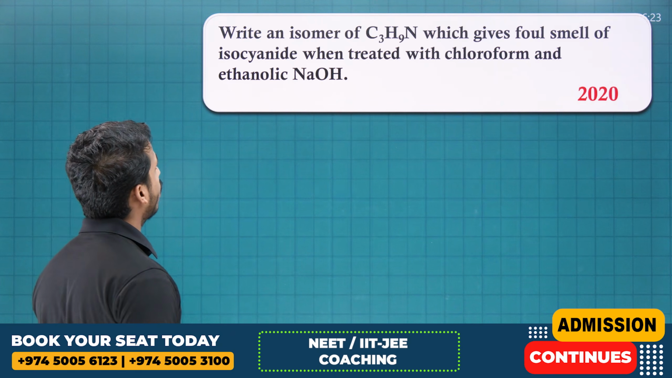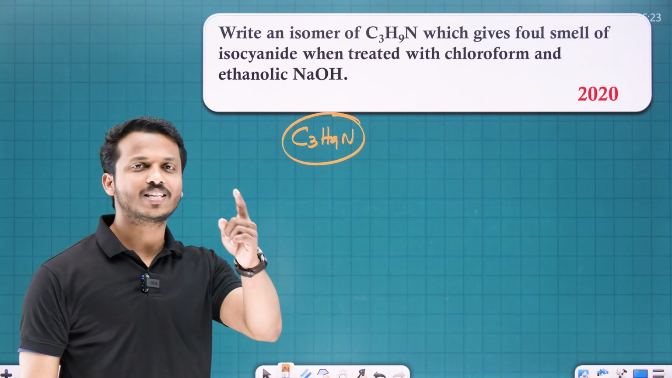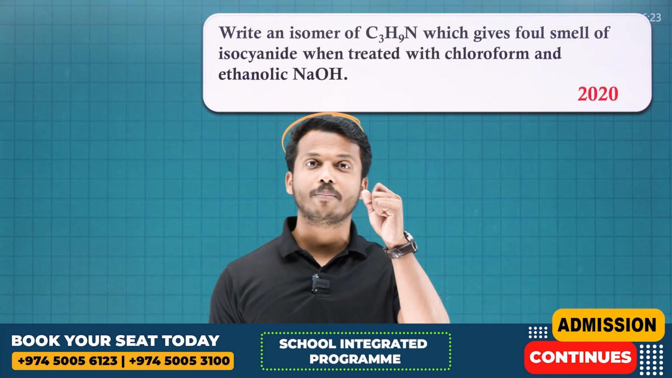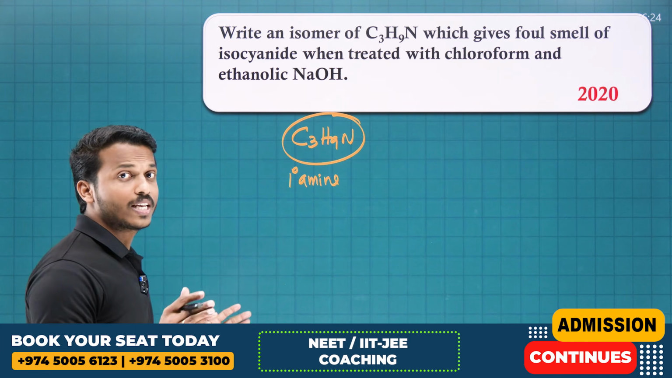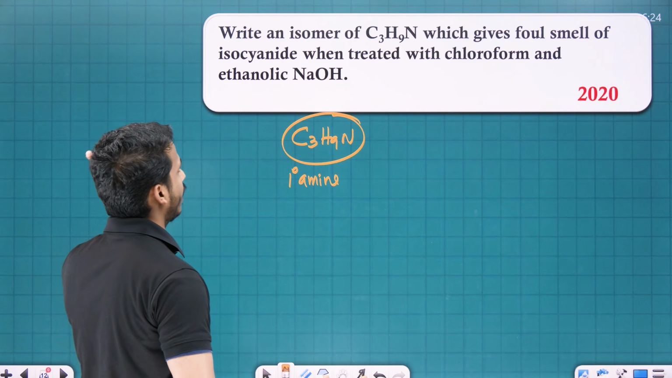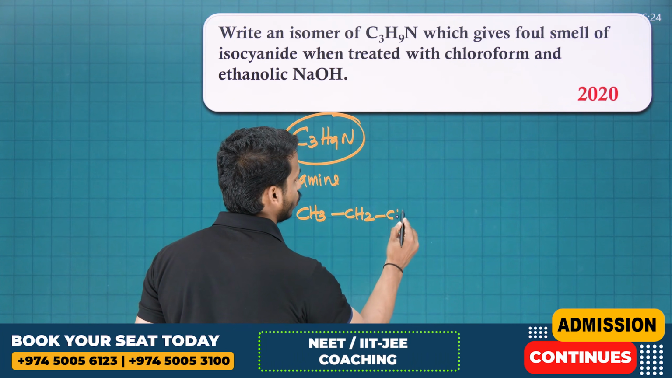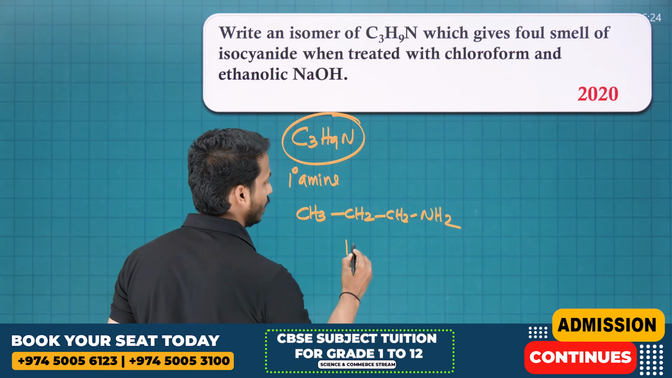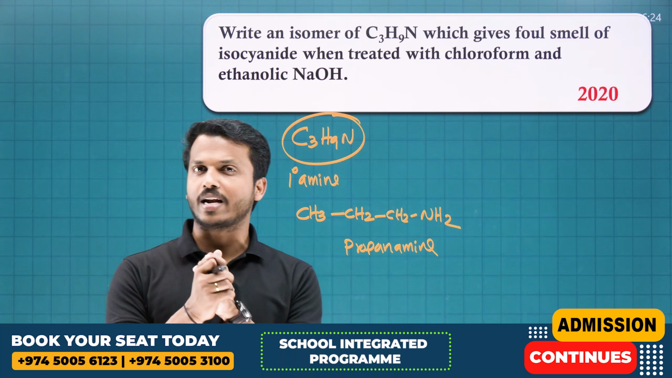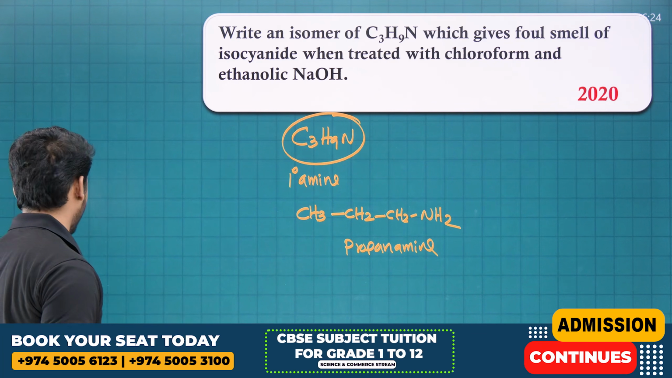Next one. Write an isomer of C3H9N which gives a foul smell. That means it should be a primary amine. Yes or no? Which test gives a foul smell? The carbylamine test, or isocyanide test. But you know, the isocyanide test is only given by primary amines. So C3H9N is a primary amine when treated with chloroform and NaOH. Can you give me a possible primary amine? I can write CH3CH2CH2NH2. What is this? Propanamine, right? Remember, in the carbylamine test the foul smell forms only when the amine is primary aliphatic or primary aromatic. This is primary aliphatic propanamine.